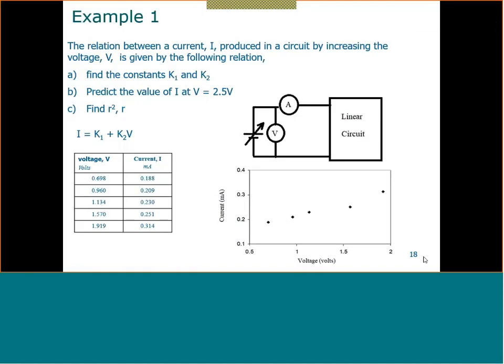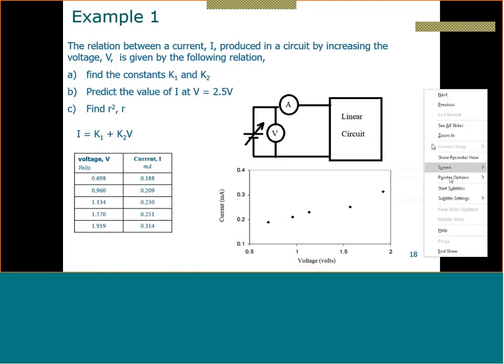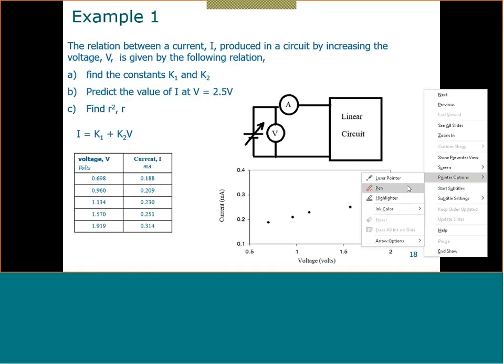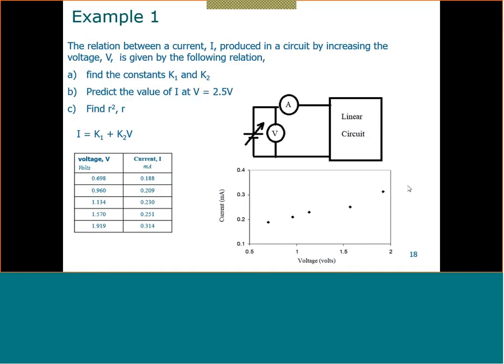So this is the example that I'd like to go through. Although it is sort of a circuit example, it will show the point. Okay, so here we have a linear circuit.